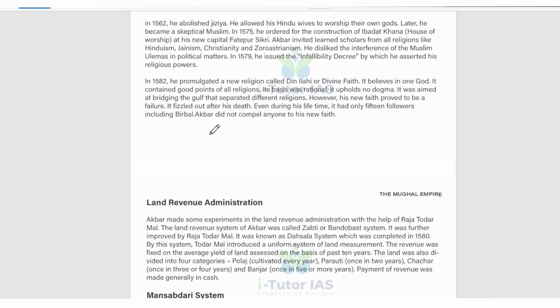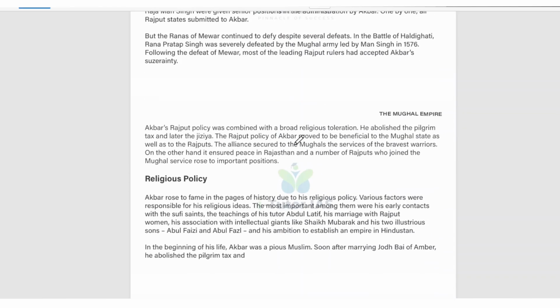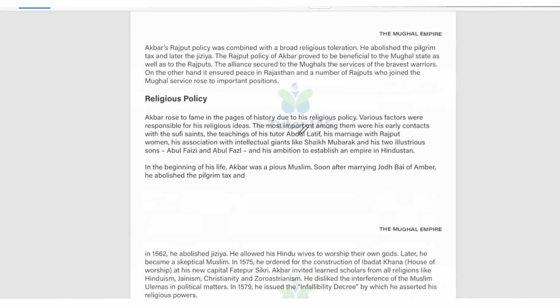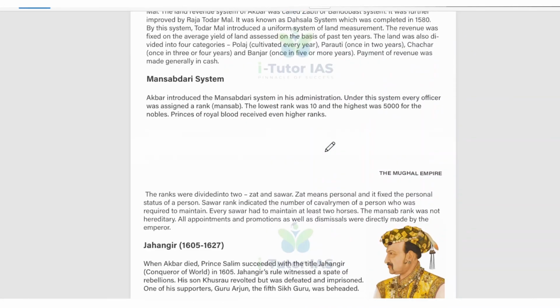However, his new faith proved to be a failure. It fizzled out after his death, and even during his lifetime, it had only 15 followers, including Birbal. Akbar did not compel anyone to join his new faith. So it's more clear in that movie. Jodha Akbar, please watch that movie.